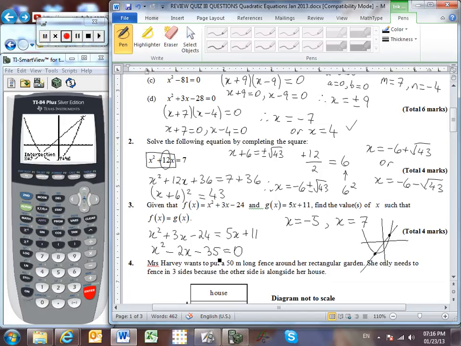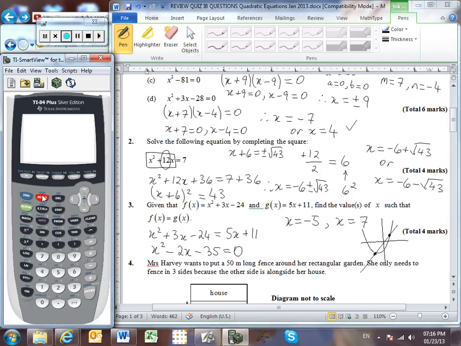And so it would factor to (x minus 7)(x plus 5) equals 0. And if you isolated each of those factors using the zero product property like I did up here, you would again find these two solutions. But I said that I would show you how to do this using another technique on the calculator. And that means going into my apps.